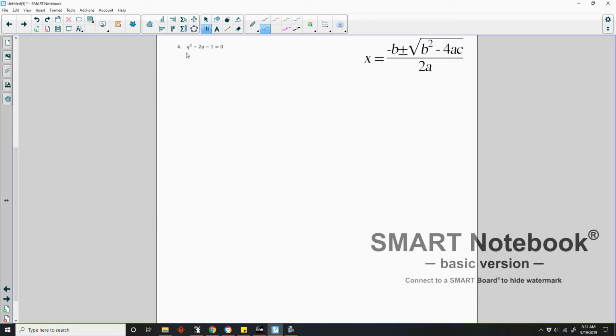Okay, here's number 4. Hopefully you've already tried this. So here we go. My leading coefficient a is 1. My linear term is negative 2. Don't forget that negative sign. And c is negative 1. x equals negative b, which is a negative 2, which is positive 2, plus or minus the square root of b squared minus 4 times a times c, all divided by 2a.